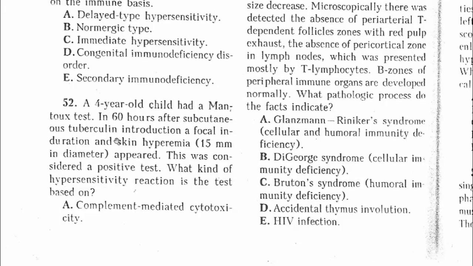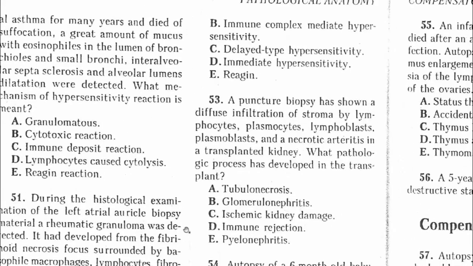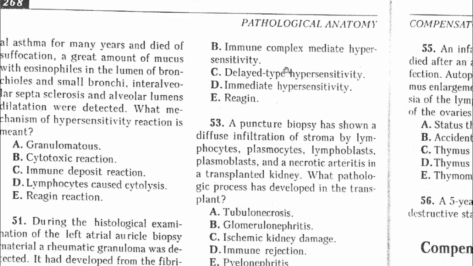So question 52. A 4-year-old child had a Mantoux test. Mantoux, what type of hypersensitivity is it? Mantoux is always type 4. Go back to the explanation before. Anyways, the question is what type of hypersensitivity is it? So this is type 4. So for 52, your answer should be delayed type hypersensitivity. So C.